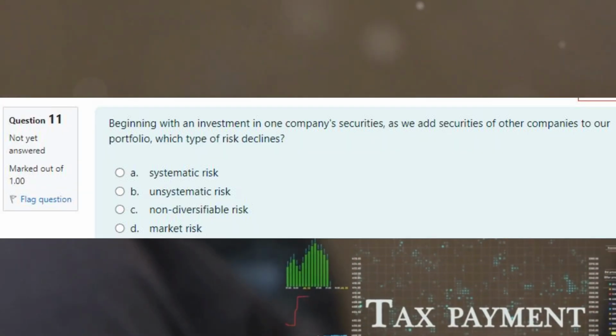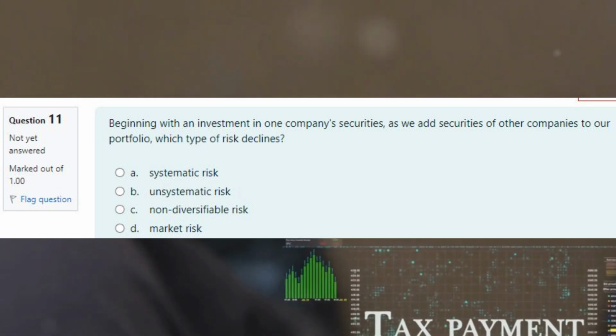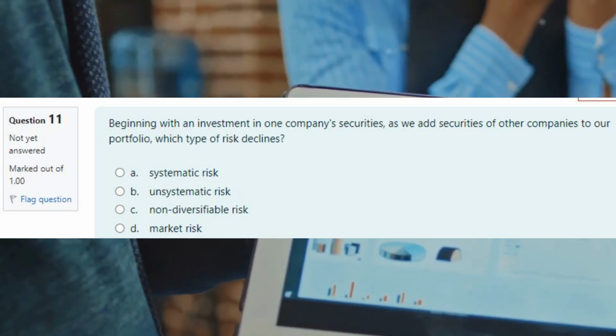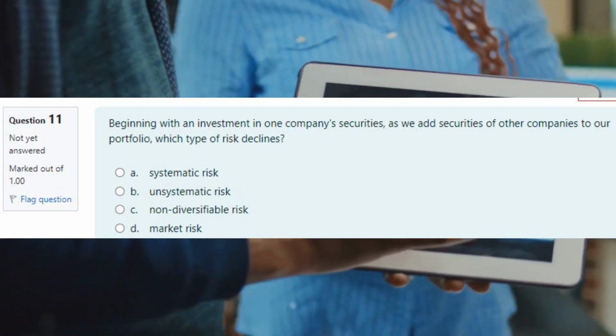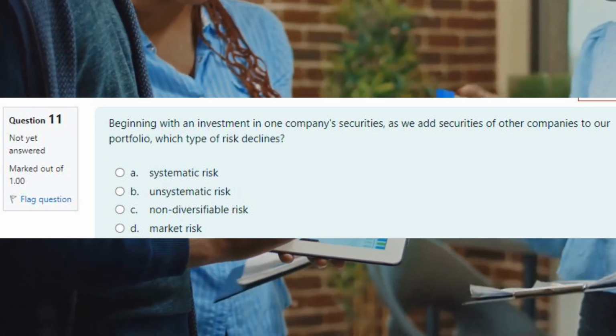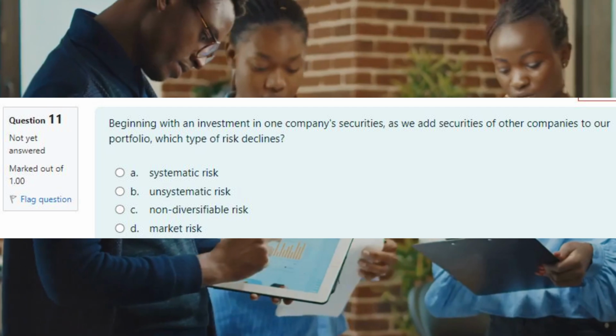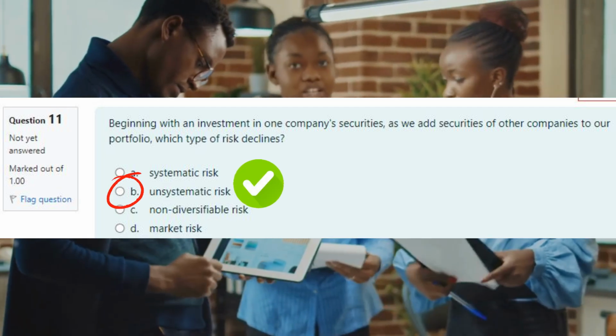The second question dives into a fundamental principle in finance, managing risk through diversification. When you start investing in one company's stock and then add stocks from other companies, which type of risk decreases? A. Systematic risk. B. Unsystematic risk. C. Market risk. D. Inflation risk. The answer is B. Let me explain why.